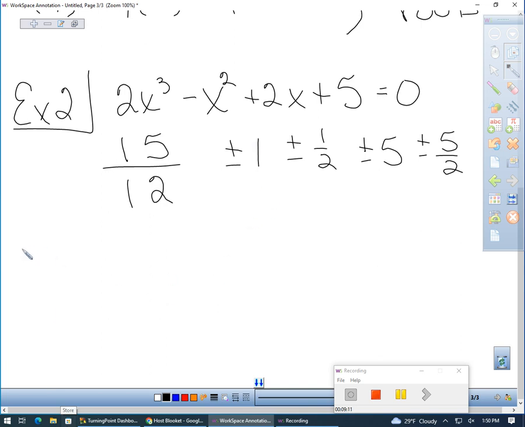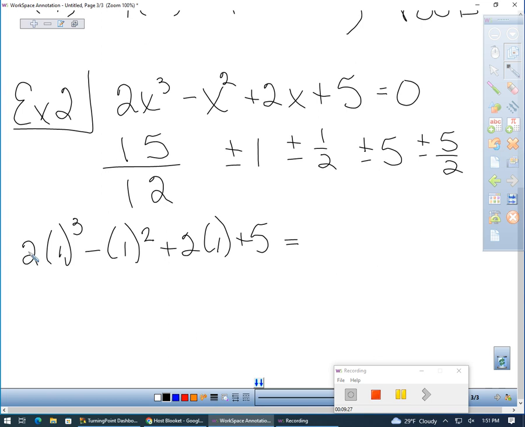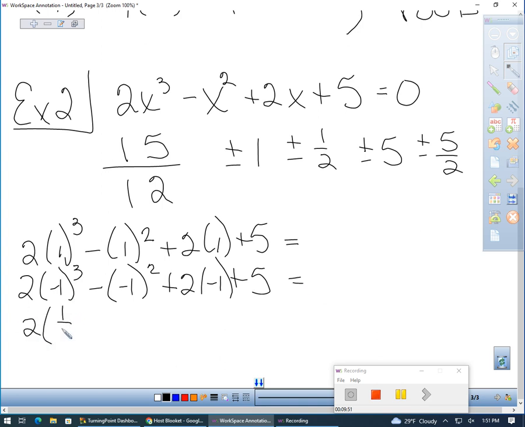All right, so we have 2 times 1 to the third minus 1 squared plus 2 times 1 plus 5. Keep going. So let's say, Kaylee, you're going to do that one. 2 times negative 1 to the third minus negative 1 squared plus 2 times negative 1 plus 5. Marianne, will you get that one for me? Let's go 2 times positive 1 half to the third minus 1 half squared plus 2 times 1 half plus 5. Logan, you got that one for me? Then, of course, we're going to try 2 and then negative 1/2. But as soon as we find 1, we get to stop.